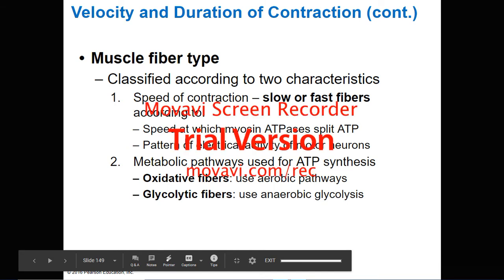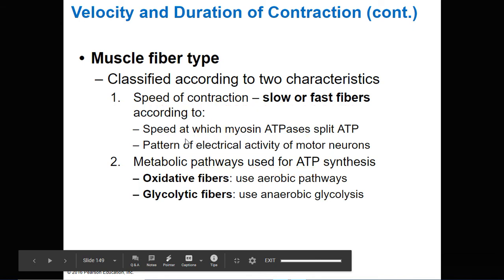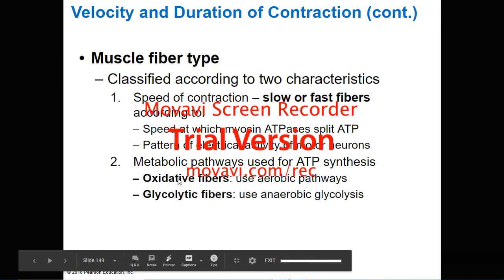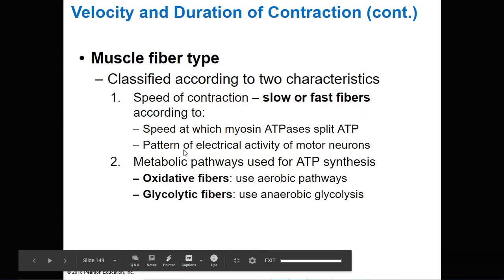All right, so another way that you classify muscle fibers is by their metabolic pathways, how they use and how they generate ATP. The name tells you essentially how that occurs. Oxidative, think of oxygen. Oxidative fibers use aerobic pathways. Aerobic means oxygen pathways. And glycolytic fibers, think about glycolysis. Remember, that is when you first break down the sugar.